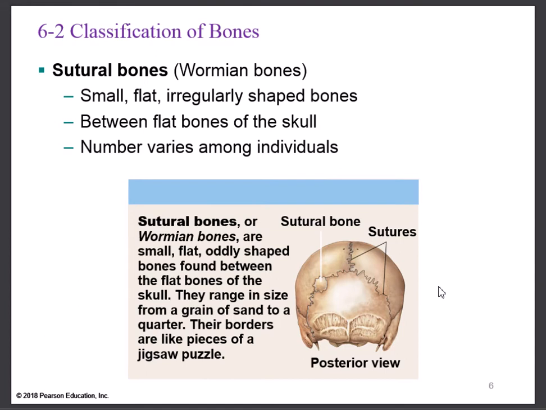They don't have any real clinical significance. So we're going to call these sutural or wormian bones. Where do you find them? In the sutures that hold the skull bones together.